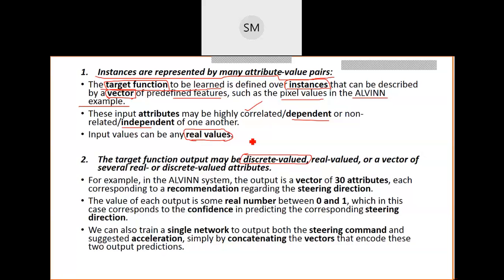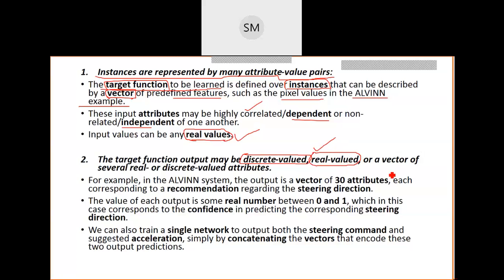Similarly, some outputs may be real valued also, like what I discussed just now about real values. Obviously, in our example the output is real valued, because the output is nothing but the direction of the steering, or the steering command. How many degrees I have to rotate the steering, so that is a real valued output, right?